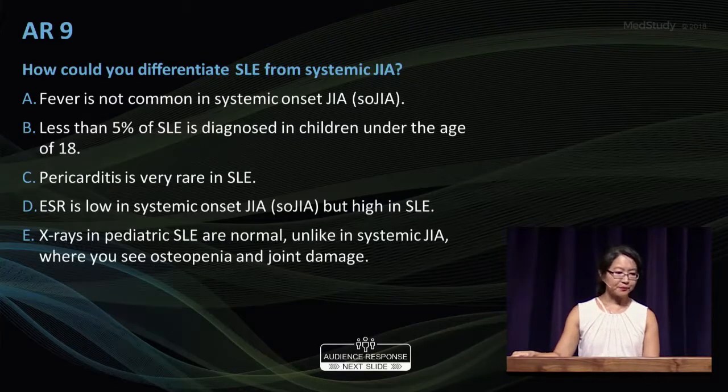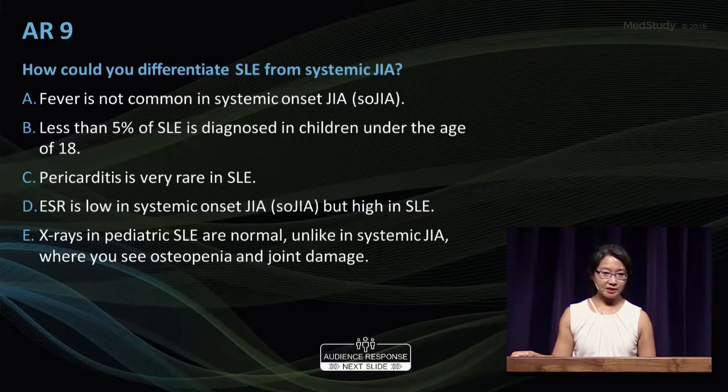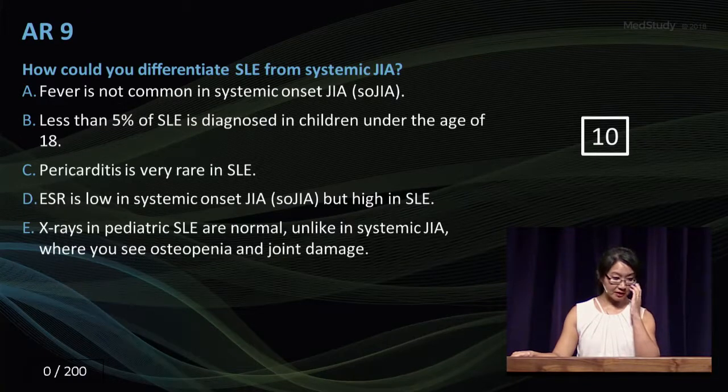All right, so here's your question. How can you differentiate lupus from systemic JIA? A, fever is not common in systemic JIA. B, less than 5% of lupus is diagnosed in children under the age of 18. C, pericarditis is rare in lupus. D, SED rate is low in systemic onset JIA but high in lupus. E, X-rays in pediatric lupus are normal, unlike in systemic JIA where you see osteopenia and joint damage. Please enter your response.